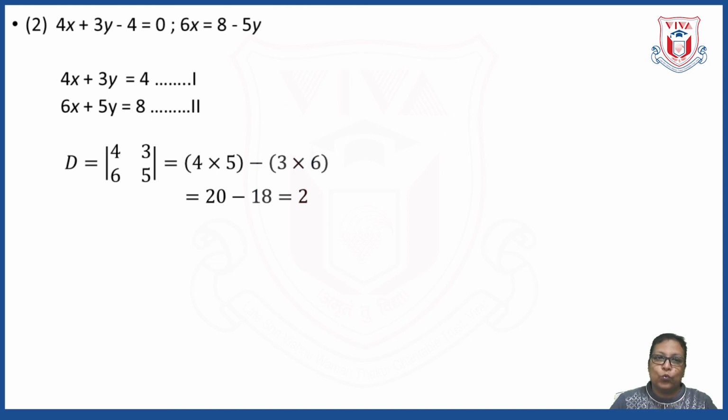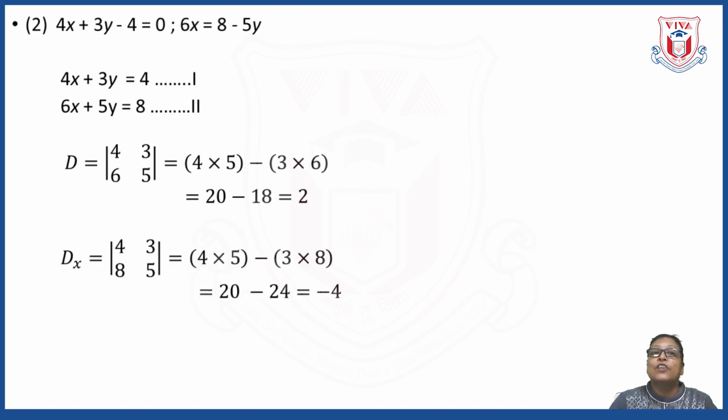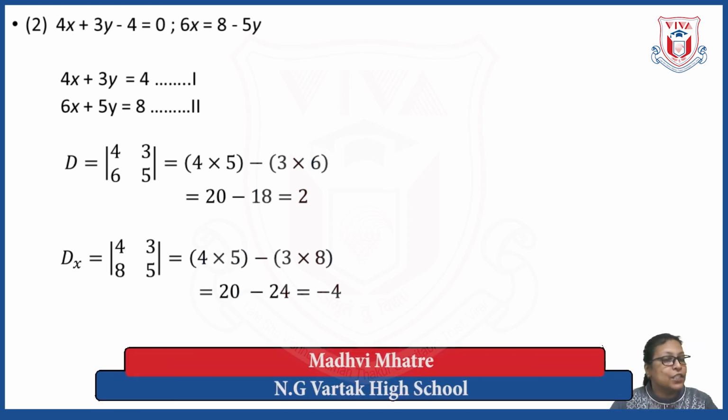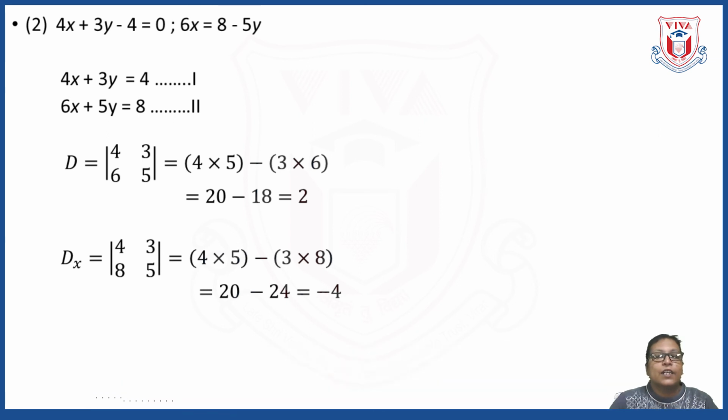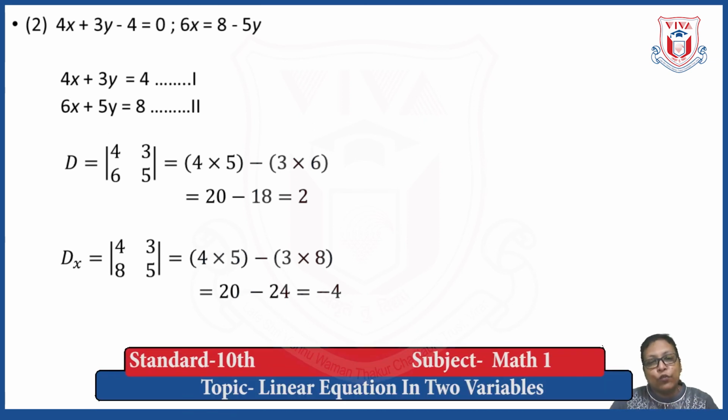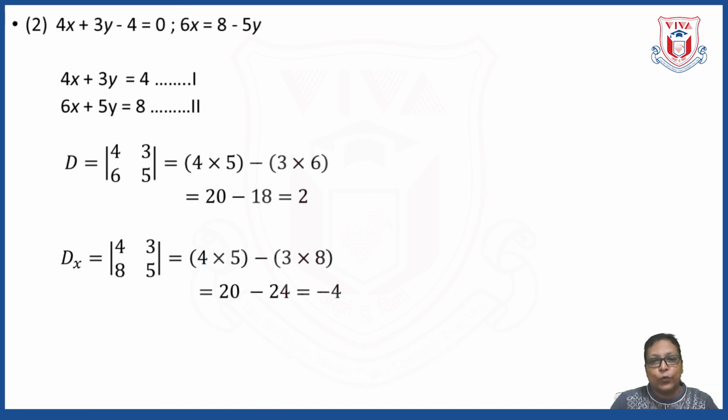Now the next is Dx. While writing Dx, you know that we have to write down the coefficients from the right hand side in the first column. And the second column you can copy as it is from D. So the first column is 4 and 8 and the second column is 3 and 5. So solve it. 4 into 5 minus 3 into 8. So 20 minus 24. The answer is minus 4. Don't write plus 4 in a hurry. Otherwise your answer will be wrong.